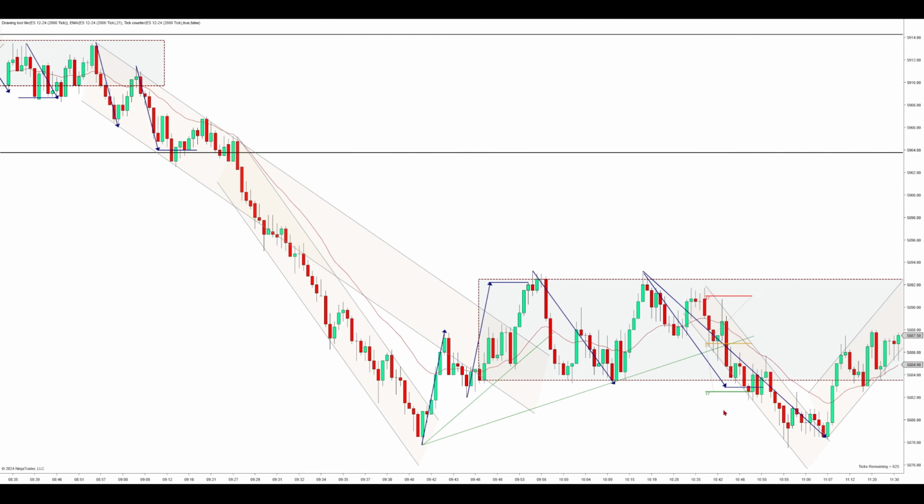We would have to push our target past that smaller measured move and also this larger measured move and the lower trend line. So there's way too much stuff to push price through here. So that's why I didn't like it.